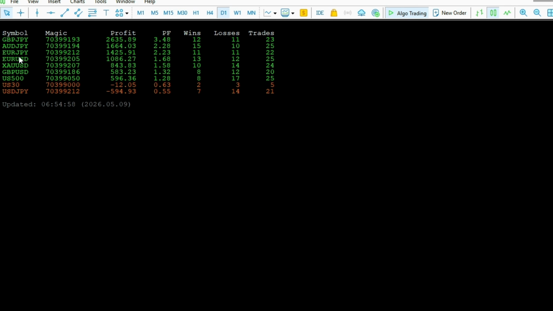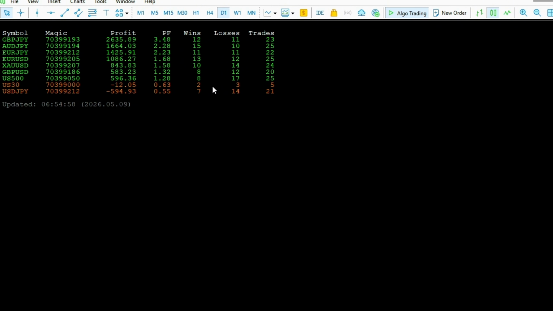Next we had the Euro yen, EJ. That's just slightly lower, $1,400 on that one, 2.23. Then we've got the Euro US dollar, $1,086, with 1.68. Gold is a bit less, only $843. Pound dollar, $583. And the US 500 is also in there as well with $596.